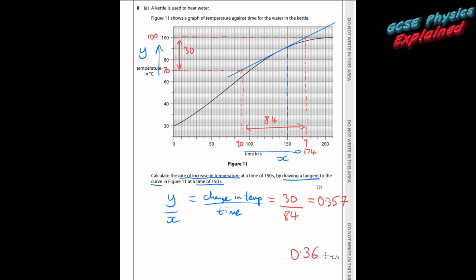In other words, 0.36. And the answers they would accept is 0.33 plus or minus 0.07, which means any answer between 0.26, so take 0.07 away from 0.33, up to 0.40. So that's 0.33 plus 0.07. We've got 0.36, which is spot on.